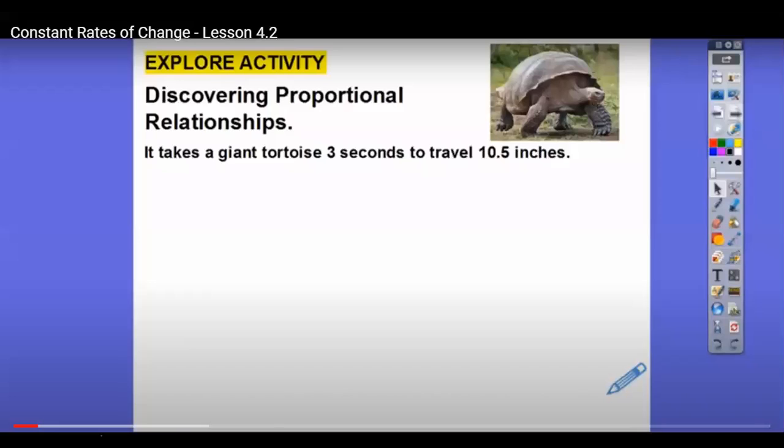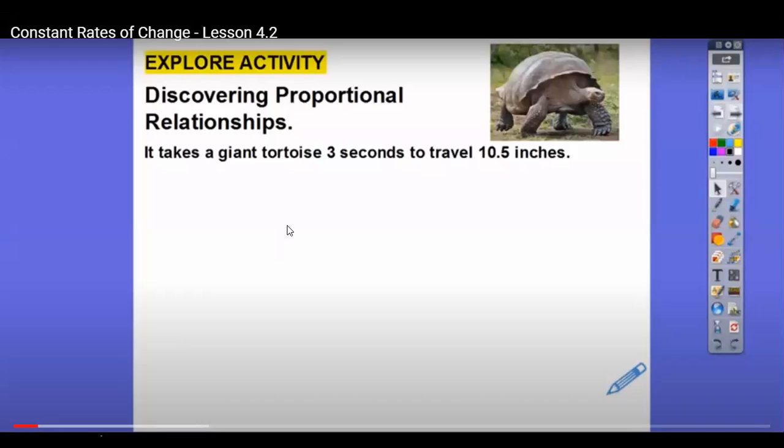Hello, grade 7. Today, inshallah, we are going to study lesson 4.2, which is constant rate of change. In this lesson, we are going to study whether a relation represents a proportional relationship or not. So let's take an example.